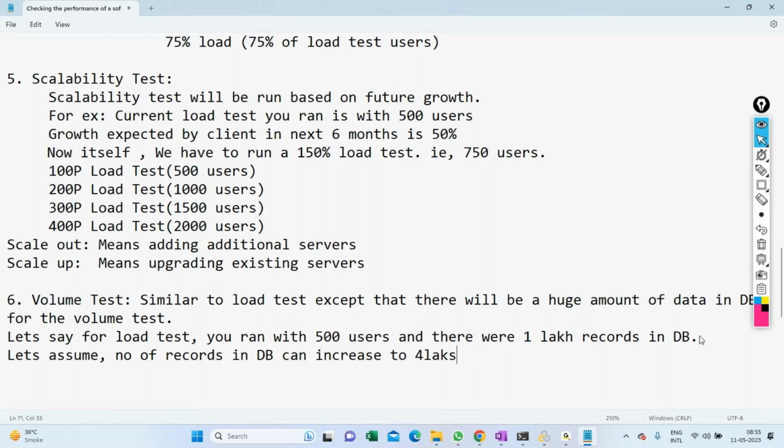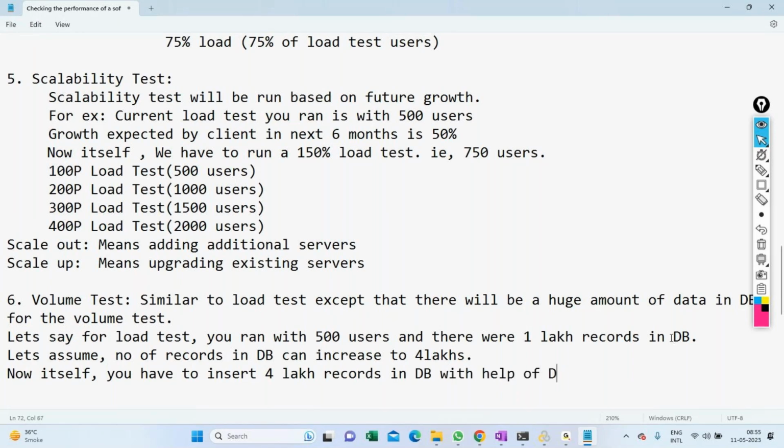Okay, it can increase to 4 lakhs. So what you have to do now? Now itself, you have to insert 4 lakh records in the DB with the help of a database administrator, and then run a load test.